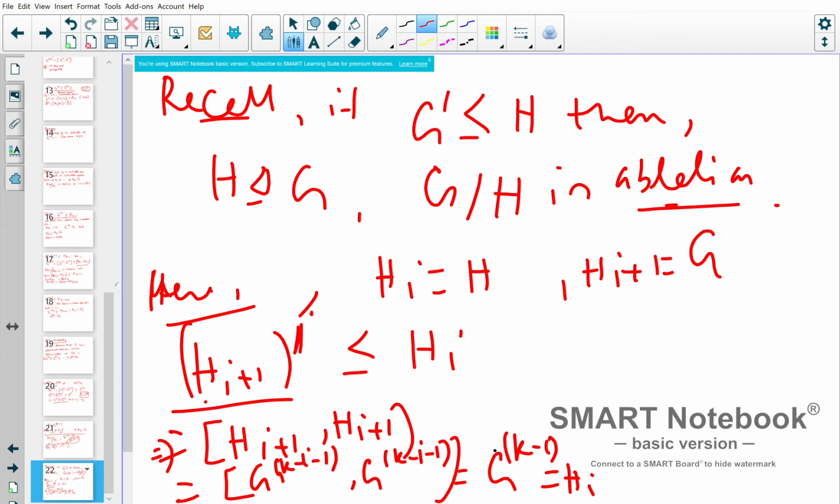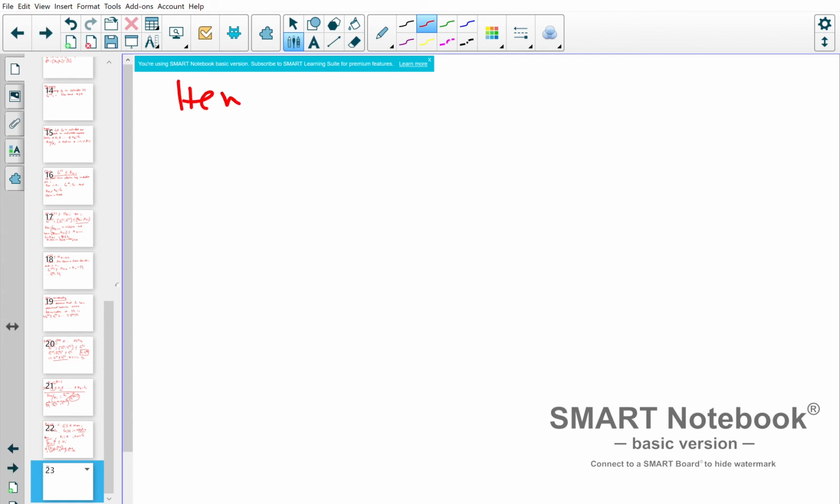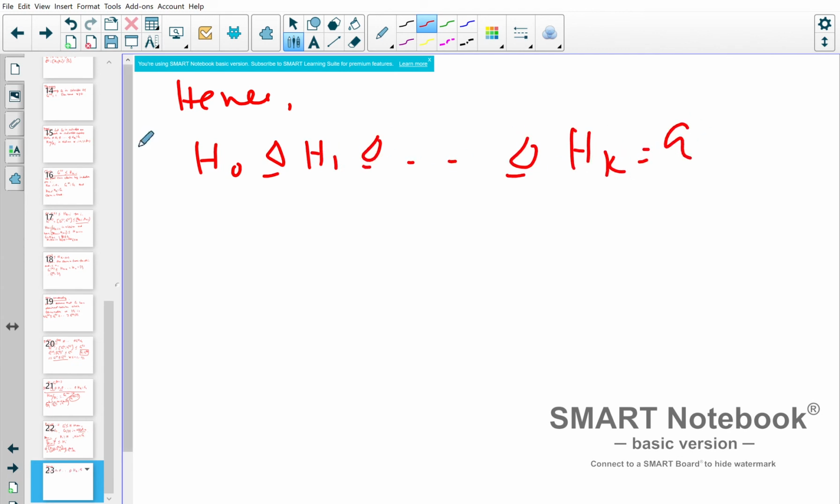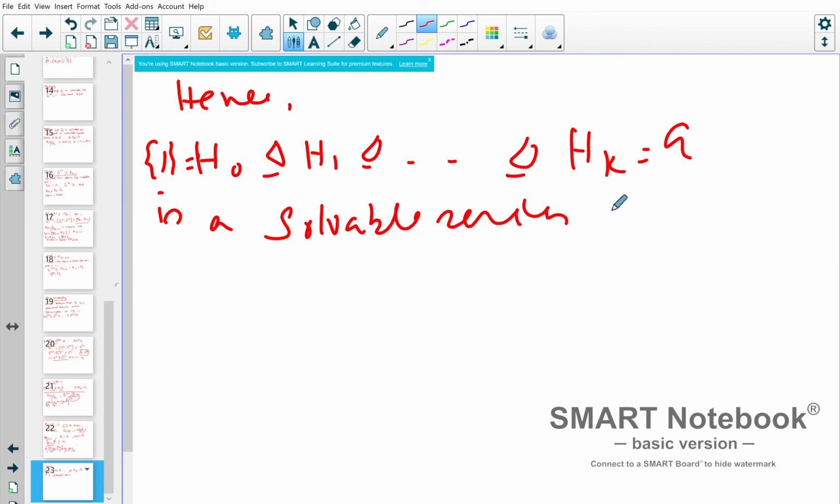And then by the property of commutators, these quotient groups are all abelian, right? And hence this H0, H1, and so on, that becomes a solvable series of G. Okay, so that means G is solvable, right?